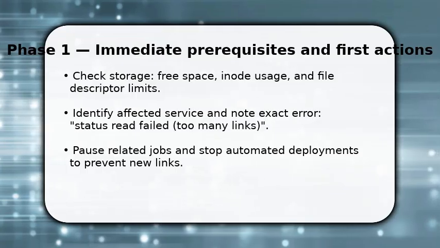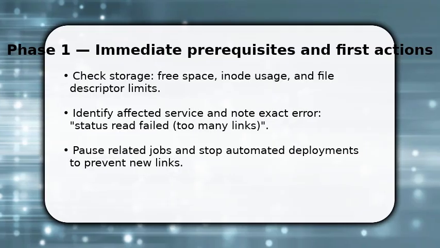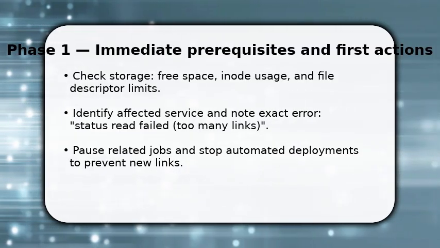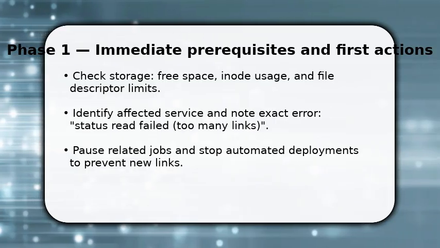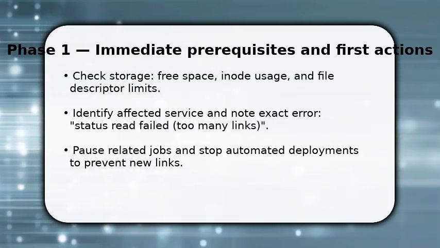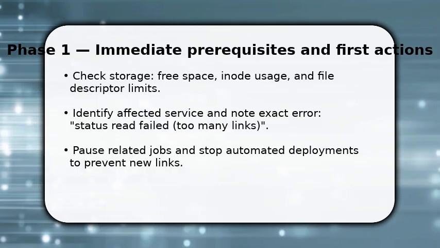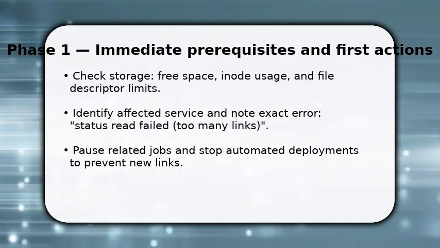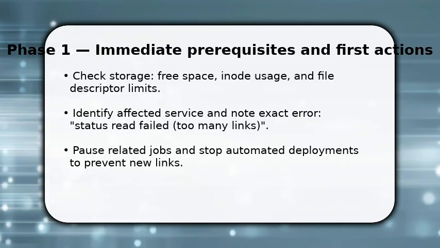You stop wasting time and start by confirming prerequisites: adequate disk space, available nodes, and reasonable file descriptor limits. First, identify which service emits "status read failed, too many links", and capture logs with timestamps. Once done, pause any cron jobs or CI pipelines that can create links.